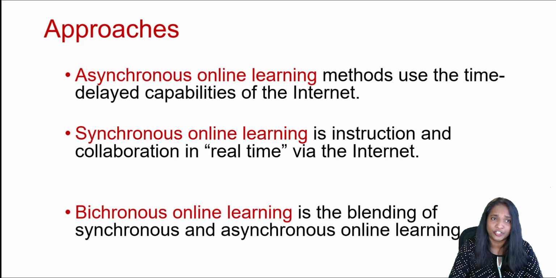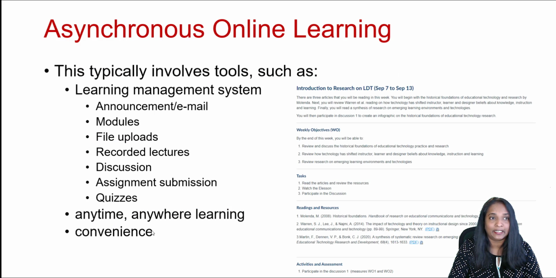There are three approaches to online learning: asynchronous online learning, synchronous online learning, and bichronous online learning. Asynchronous online learning uses the time-delayed capabilities of the internet, which means it can be anytime and anywhere. Synchronous online learning happens in real time, where the instructor and the learner can log in from anywhere, but they are logging in at the same time. Whereas bichronous online learning is the blending of both synchronous and asynchronous online learning.